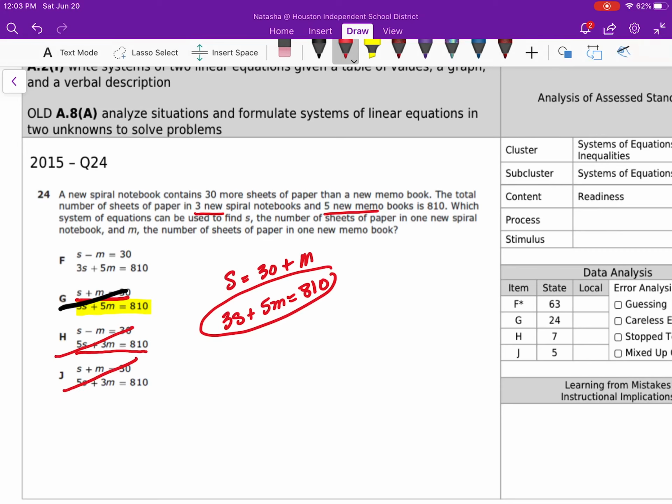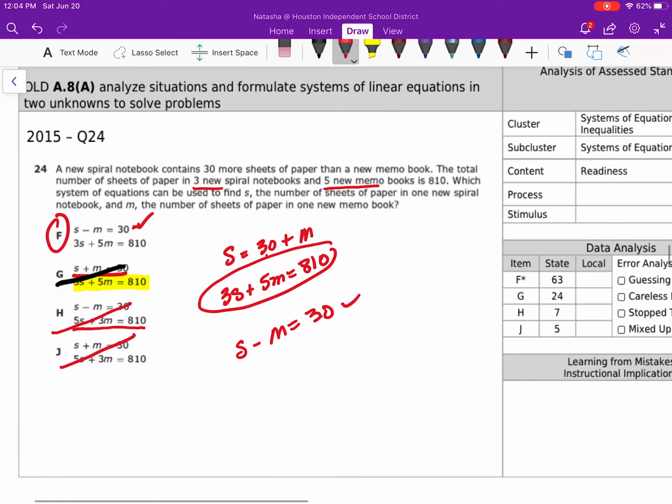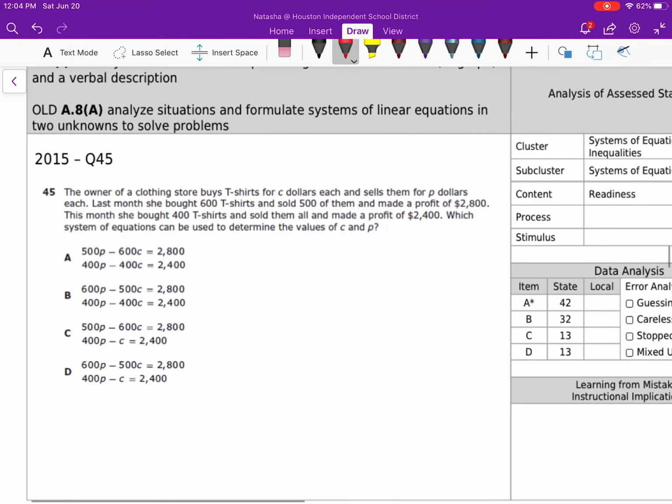Okay, same with J. Now, by process of elimination, our answer has to be F. But it has S minus M is equal to 30. Well, our equation is S is equal to 30 plus M. But remember, we can rearrange this equation. If I move that M over to match what we have here, this would be S minus M is equal to 30, which now matches our equation, and we have answered the question, and it is F.